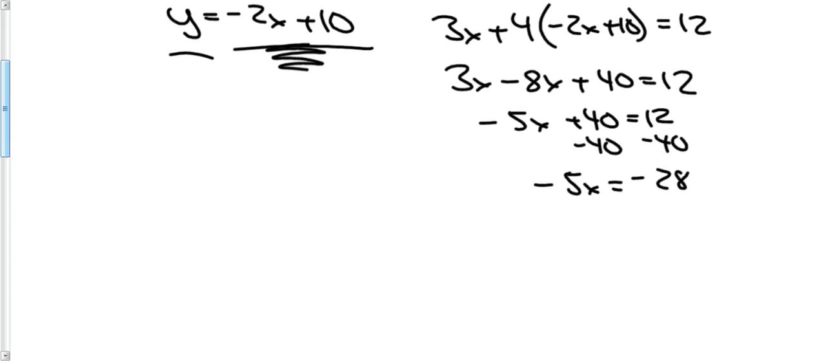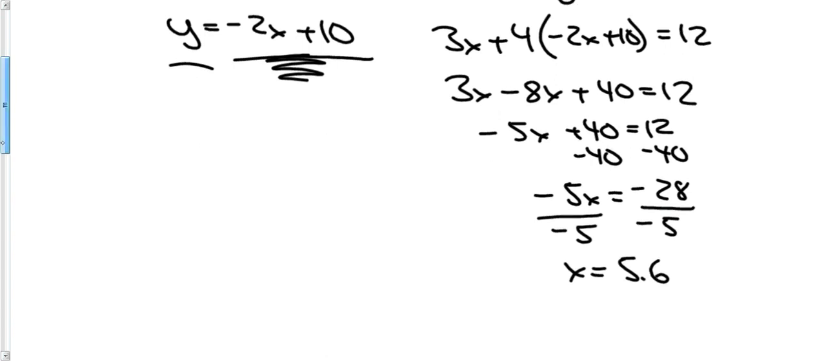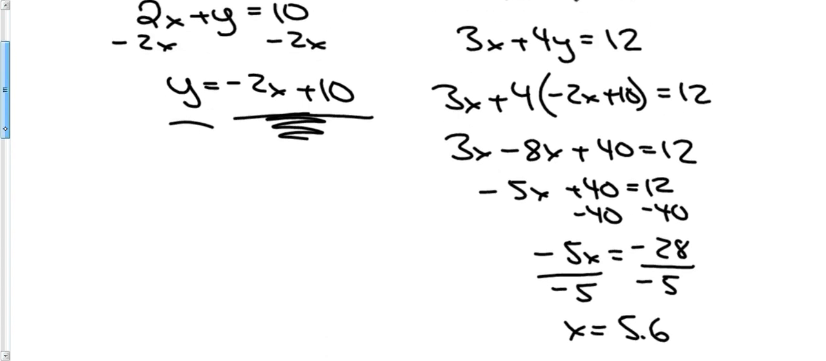Not going to work out perfectly, but that's okay. Divide both sides by negative 5. And we have x is equal to 5.6. Okay. Now that we have x, my system is half complete.